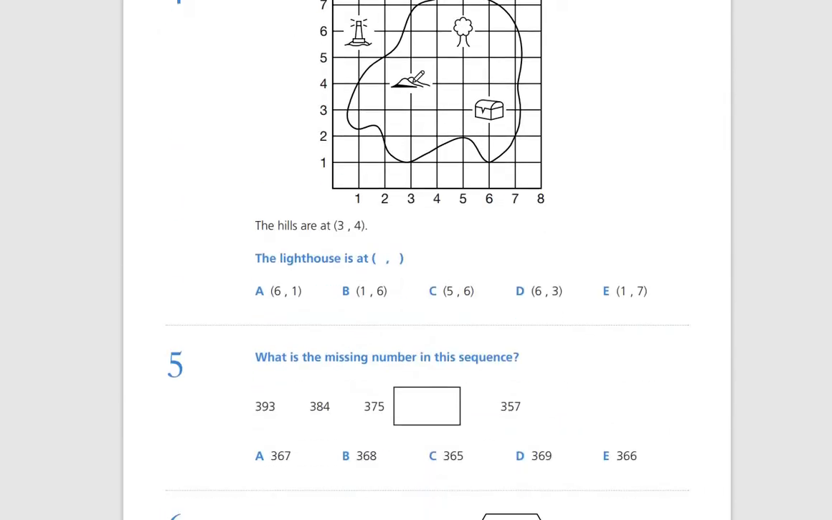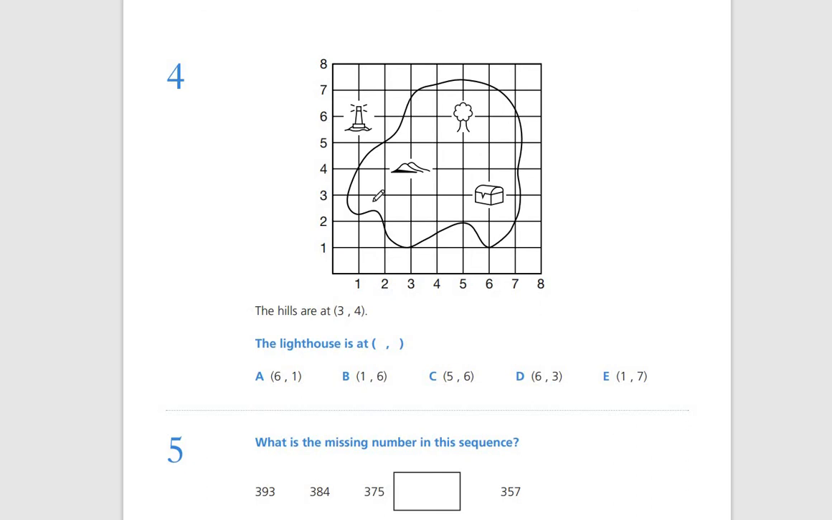Okay. We've got our coordinates now. The hills are at 3 to 4. The lighthouse is at blah blah blah. The hills are here if you cannot see. Through the corridor, up the stairs. Basically, x-axis first, y-axis next. So then we write 3, 4. Yes, well done paper, you are absolutely correct. Now the lighthouse is at blah to blah.